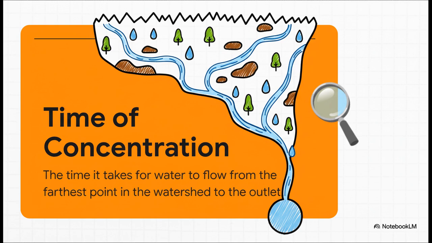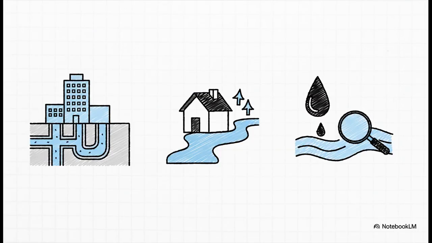It is exactly what it sounds like, the time it takes for a drop of rain falling on the most remote part of the watershed to travel all the way to the outlet. This tells you how fast a watershed responds to rain. And that single number is unbelievably powerful. It helps city planners design storm drains that can handle a downpour. It allows forecasters to predict how quickly a river might flood. It even helps scientists track how a pollutant might spread through a system.